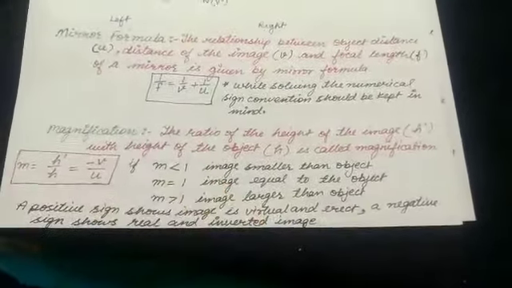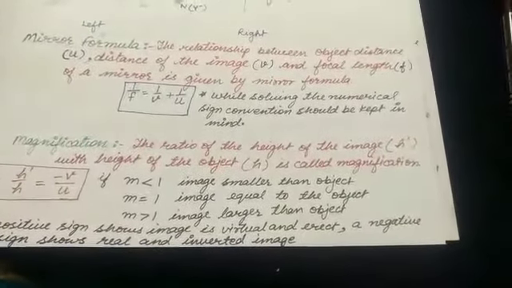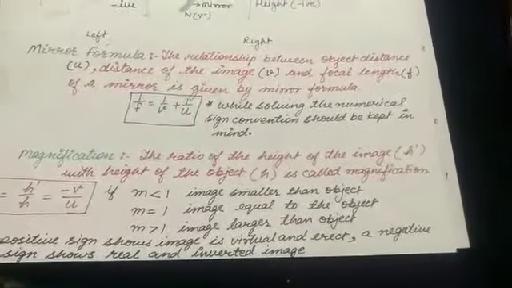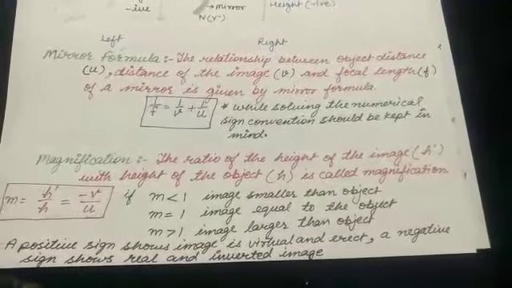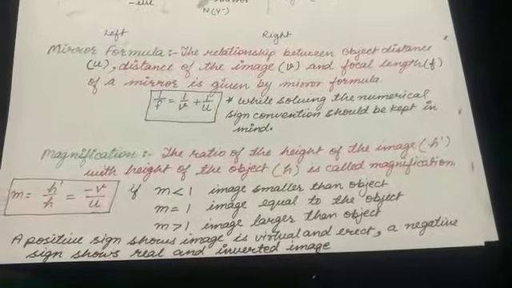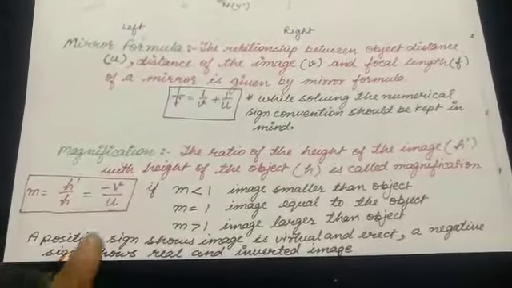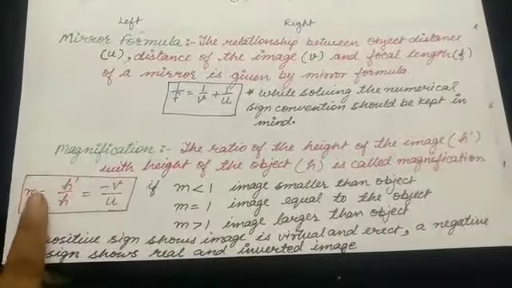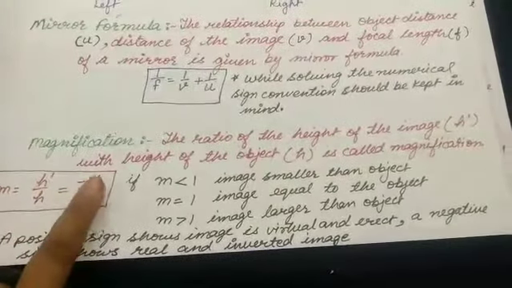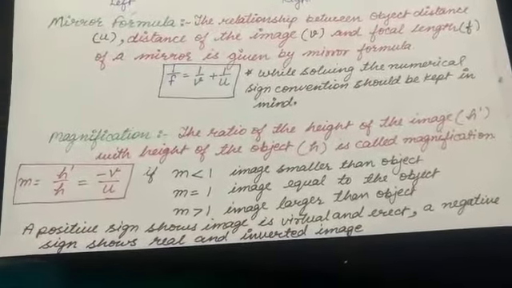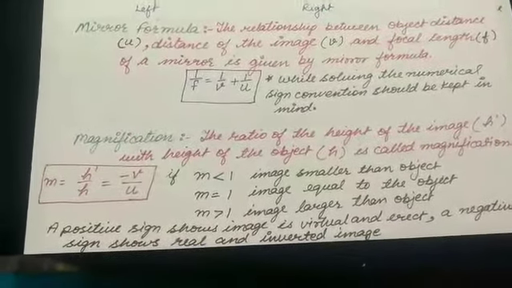Now magnification. Magnification is basically the ratio of the height of the image, that is h dash, to the height of the object, that is h, to show whether the image is shorter than the object, equal to the object, or bigger than the object. This is called magnification, and this is the formula: m equals h dash upon h equals minus v upon u. Again, v is the distance of the image and u is the distance of the object.